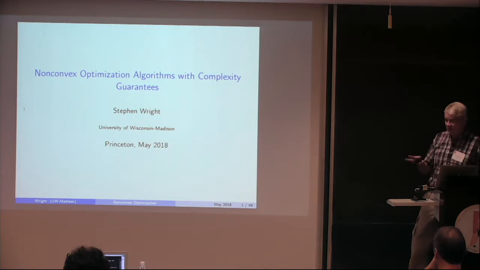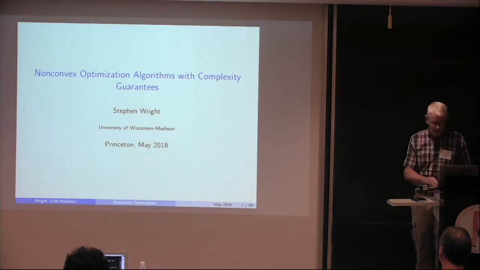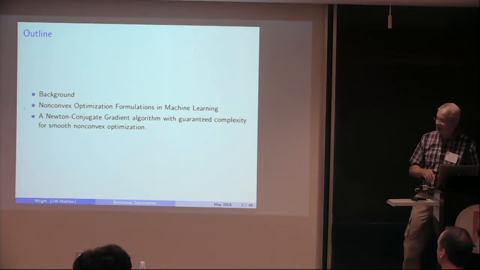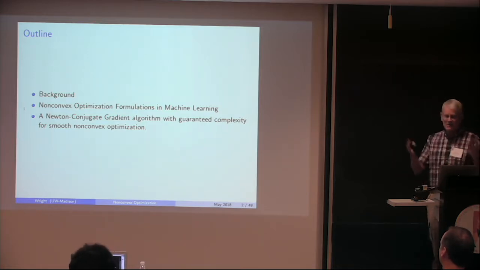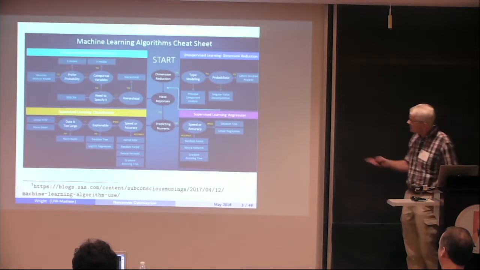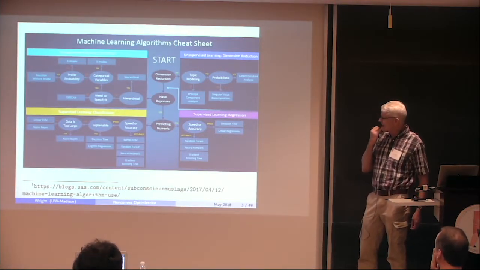The second part of the talk is going to be about some recent results in non-convex, unconstrained smooth optimizers with complexity guarantees, a Newton CG method. But I wanted to start off with a little bit of background and some kind of random half-baked observations, as you'll see.